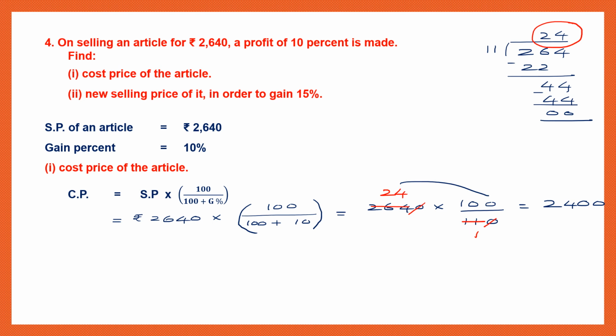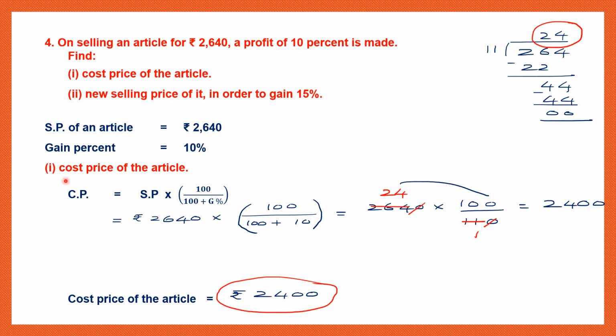2,400. So we have found the cost price of the article to be 2,400 rupees. So this is the answer. Now this is the answer to the first question. Find the cost price of the article and we found the cost price of the article. Now the second one is find the new selling price.